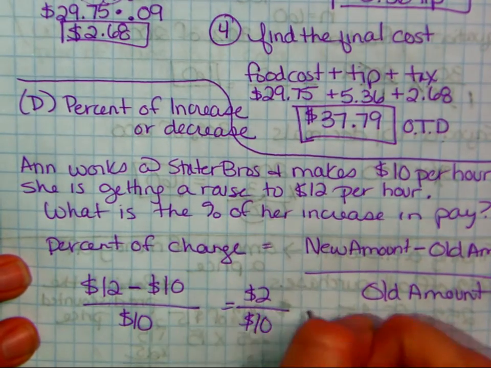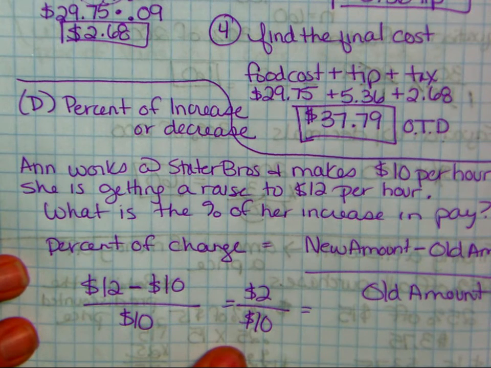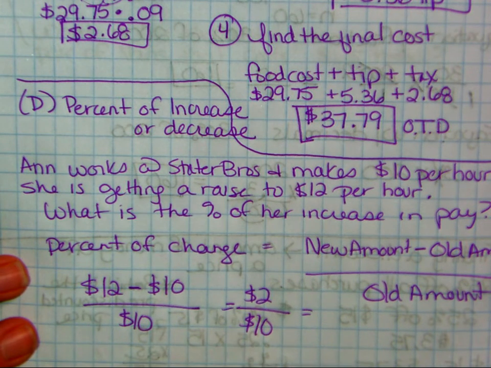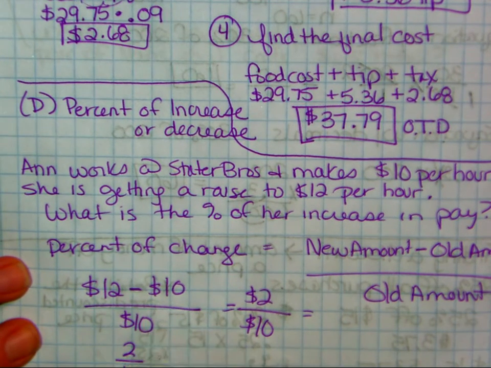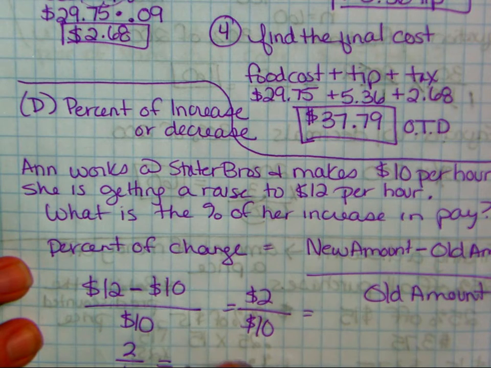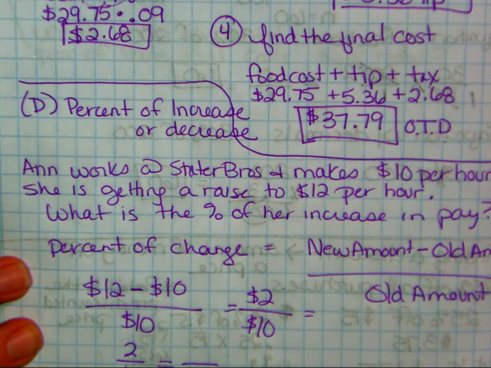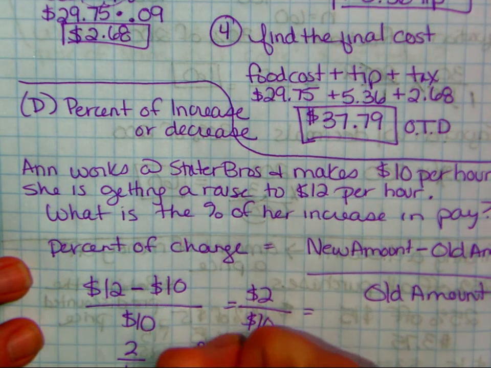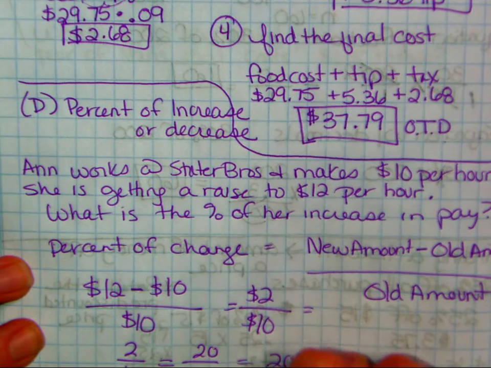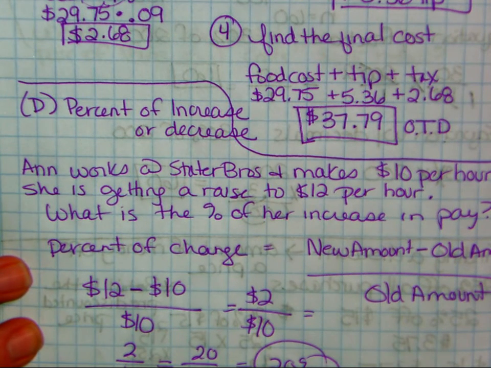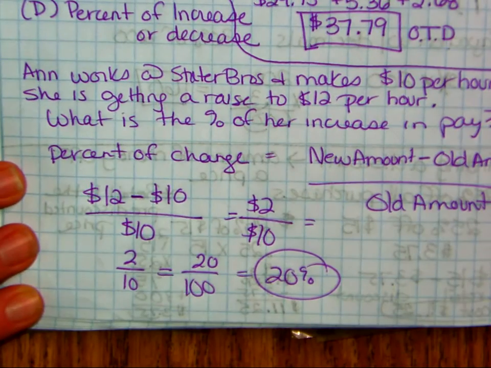Okay, let's make 2/10 into a percent. Remember, anything over 100 is your percent. What do I do to 10 to get to 100? Noah. Multiply by 10. Multiply 2 by 10, what do you get? 20. Her percent of increase is 20%. She had a 20% increase in pay.